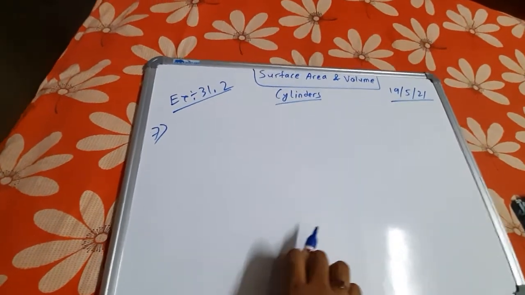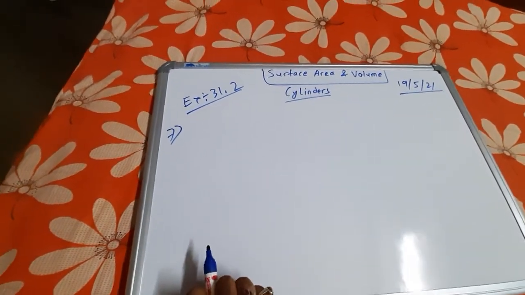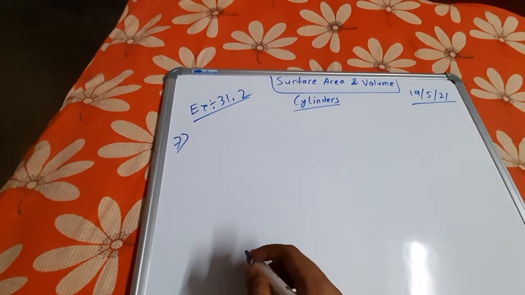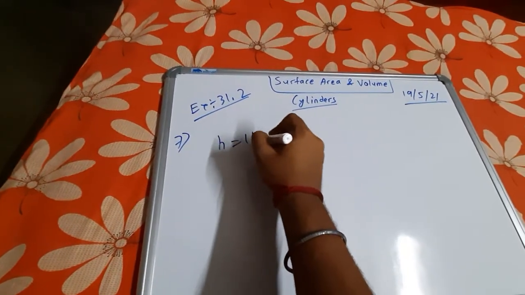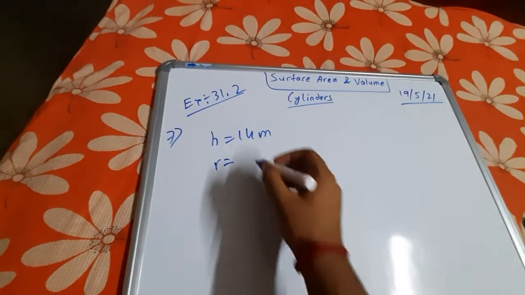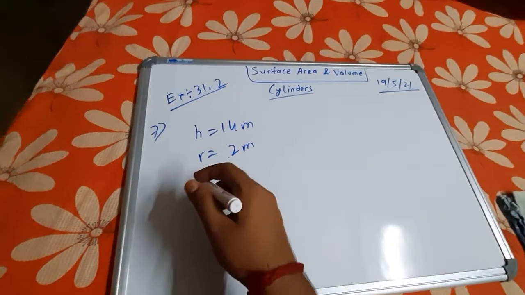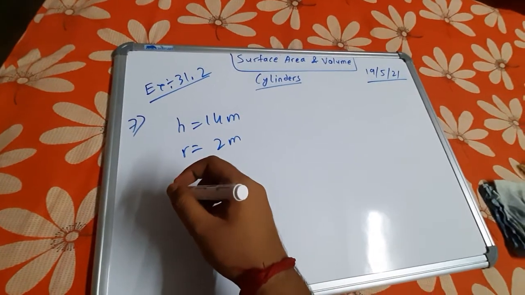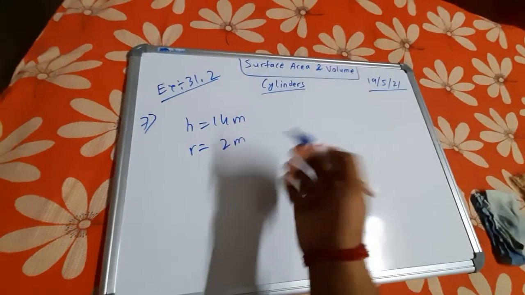Next we will be doing number 7. The number 7 sum is telling a cylindrical pole has height equal to 14 meter and radius equal to 2 meter. So what we have to do is find the cost of painting the curved surface area of the pole. So we have to find the curved surface area.